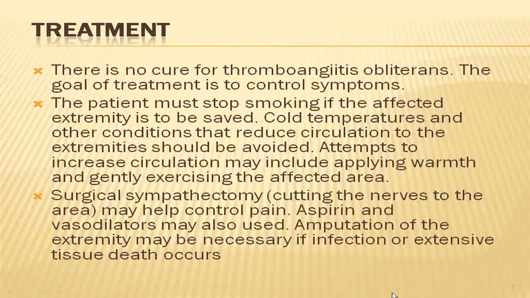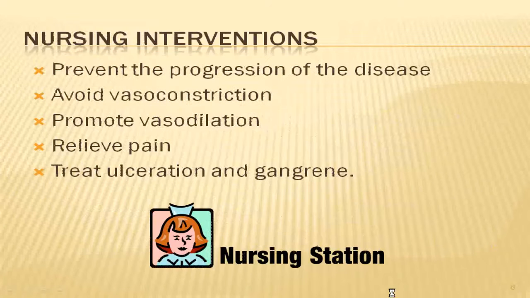But if somebody has the nerves cut to an area, they have to be really careful that they're monitoring that area for any cuts or any skin breakdown, because again, they won't sense pain in that area, and that place can become infected, and they won't feel it or sense it because the nerves have been cut. Aspirin can be used as a vasodilator, and amputation of the extremity may be necessary if infection or extensive tissue death occurs.